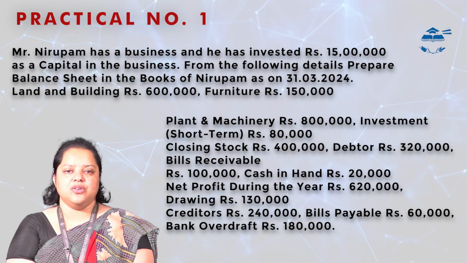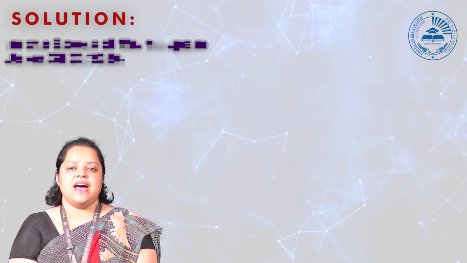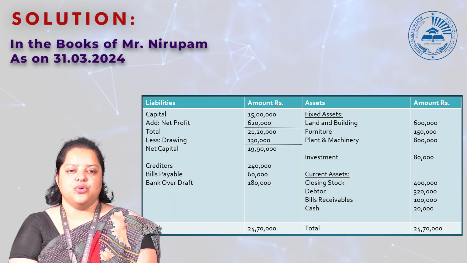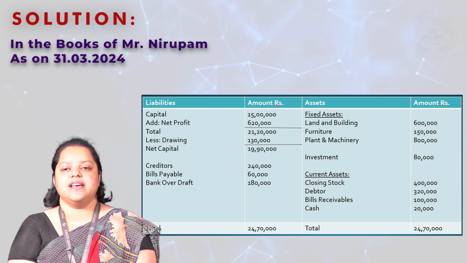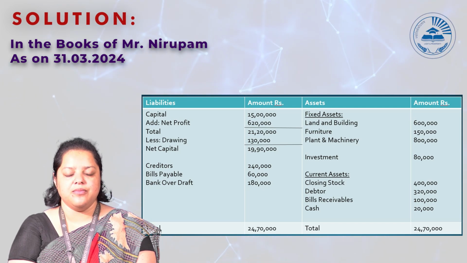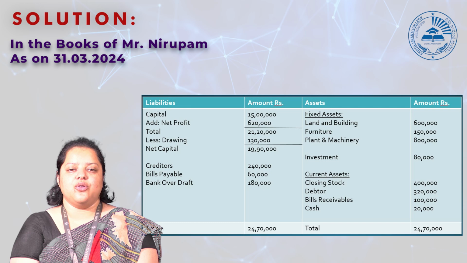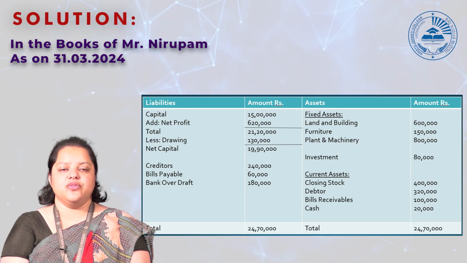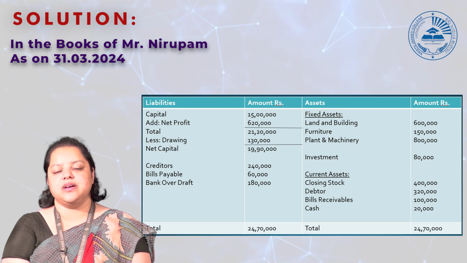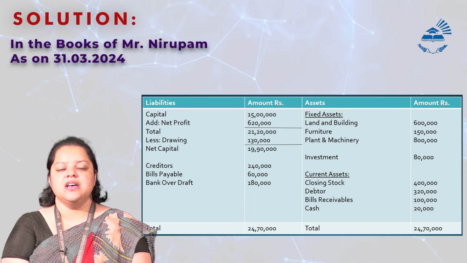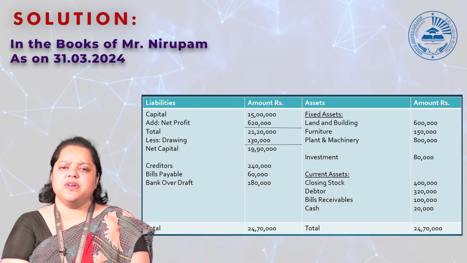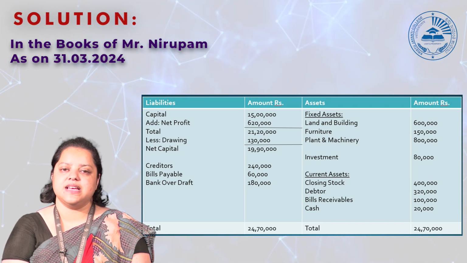Always we need to start with, in the books of Mr. Nirupam, as on 31st March 2024. As I told, there are liabilities and amount, assets and amount, so 4 columns will come. On the liability side we always start. Please remember, when we are doing the balance sheet we need to make two headings. First of all, in whose book we are preparing the balance sheet, maybe it is a company or maybe an individual. So here it is an individual.